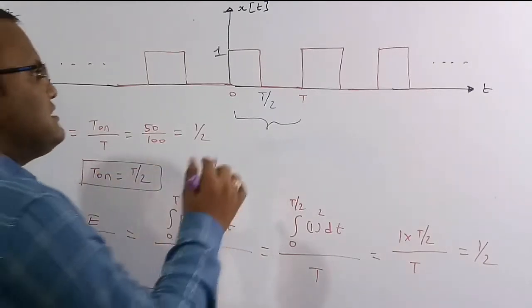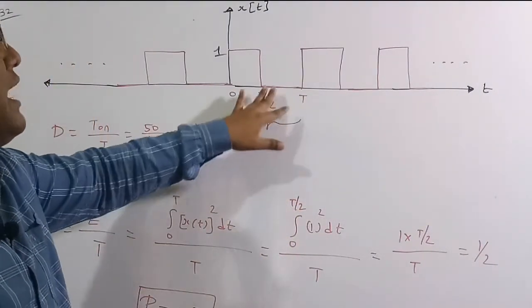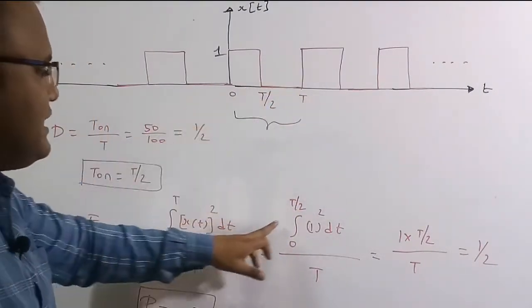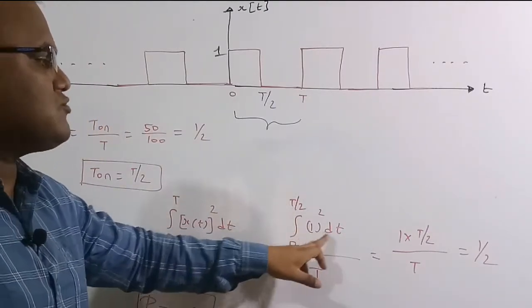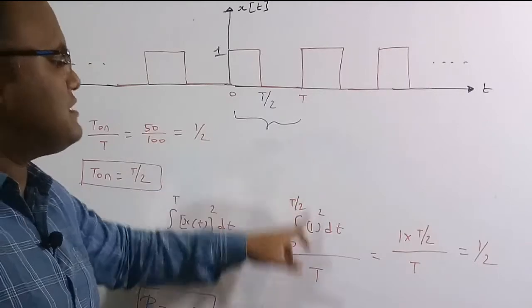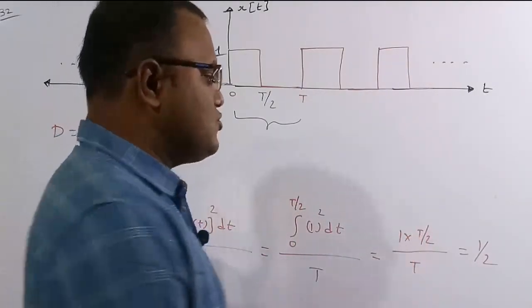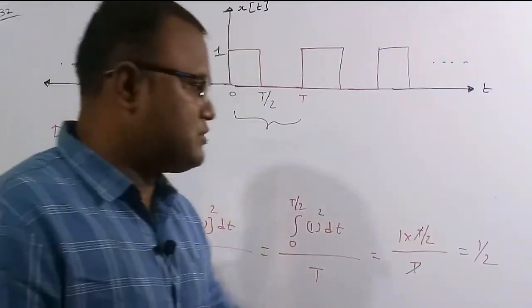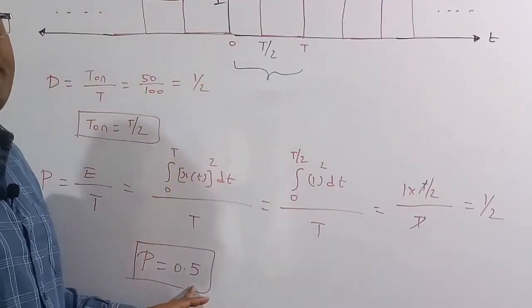So the signal has the unit amplitude only from 0 to T by 2 and the remaining part is 0. So you have to do the integration only from 0 to T by 2, of 1 square dt, divided by the capital time period T. If you do the integration, we get 1 into T by 2 by T. So T gets cancelled, and the average power is 1 by 2. So the average power is equal to 0.5 watt.